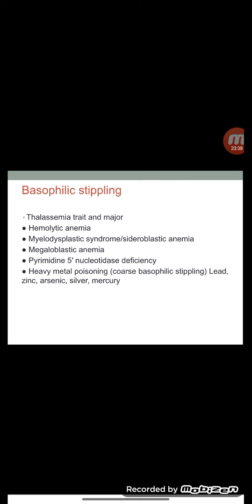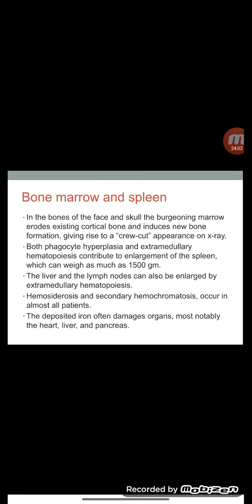Thalassemia trait and major both show basophilic stippling, as do hemolytic anemias, myelodysplastic syndrome, megaloblastic anemia, pyrimidine 5' nucleotidase deficiency, and heavy metal poisoning like lead, zinc, arsenic, and silver mercury. These are the conditions in which you will see basophilic stippling, but it will be different and less than that of beta thalassemia.